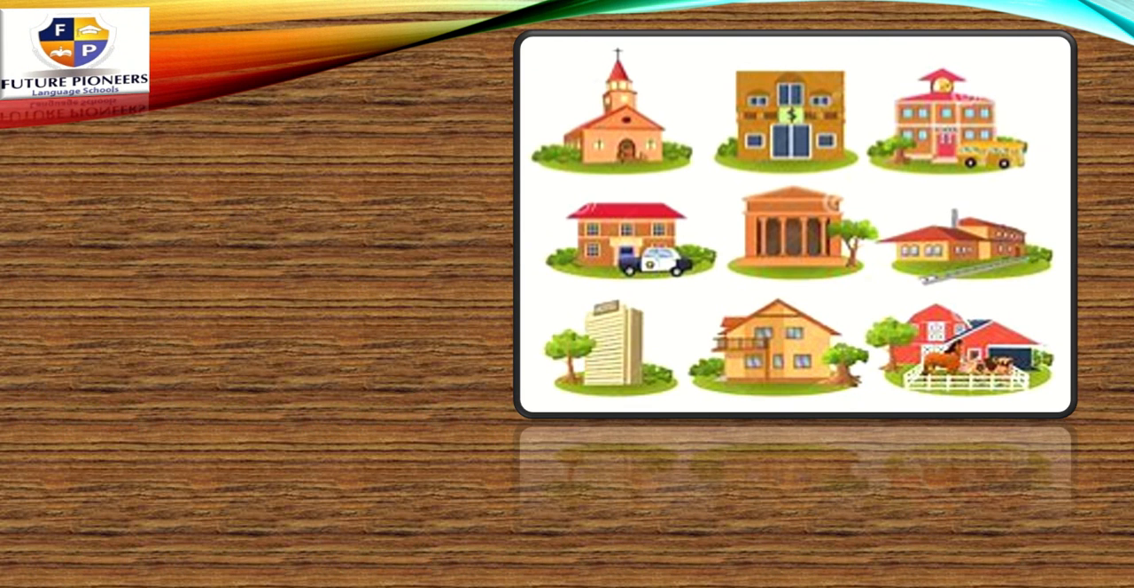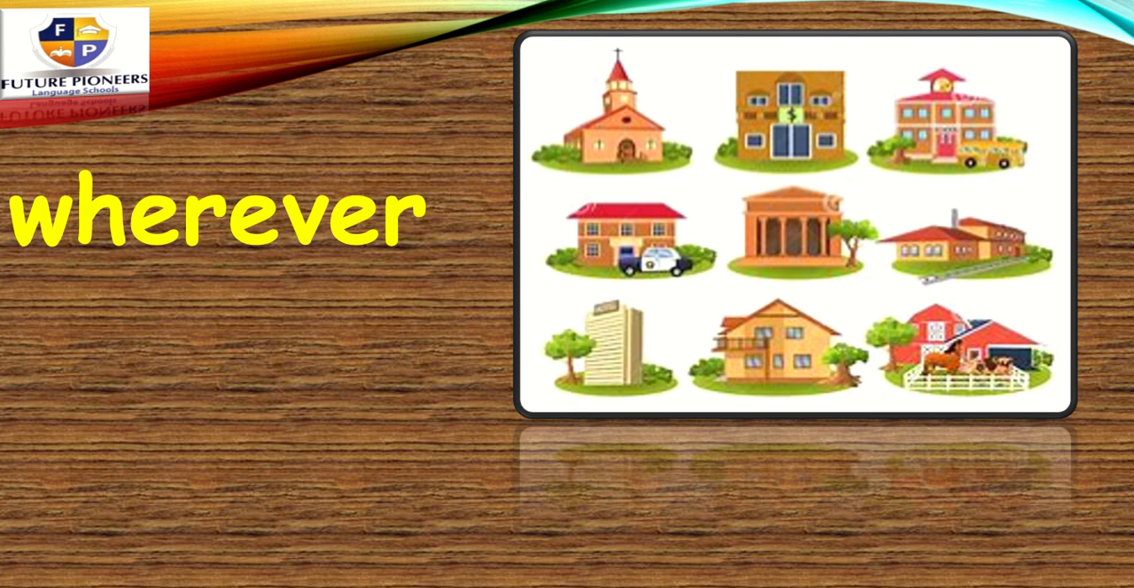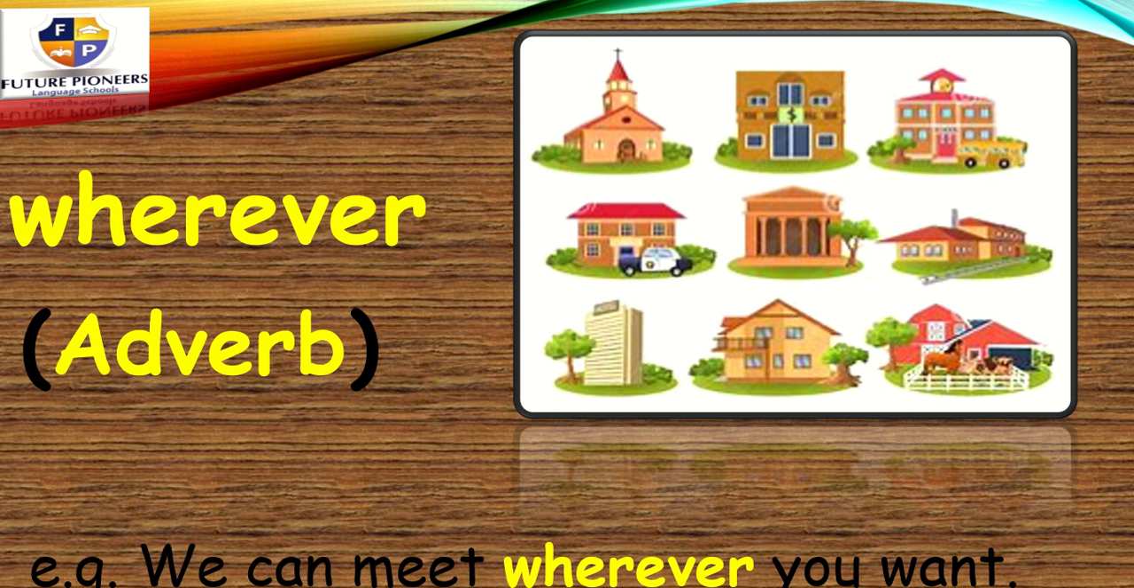What can you see here? Maybe they are places, church, bank, school, police station, building, farm. So wherever. Maybe I'm using this word when you are going to a place. I'm not specifying this one. Wherever you go. So it's an adverb. You will know this later on. I will explain it here. Like the adverb always just referring to the verb. Let's put this in a sentence. We can meet wherever you want. It means any place.